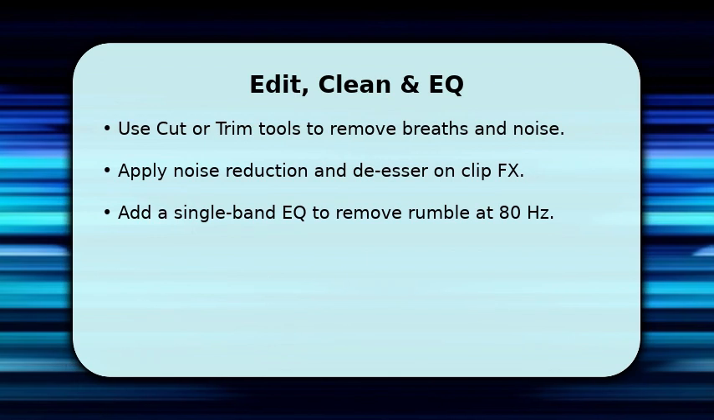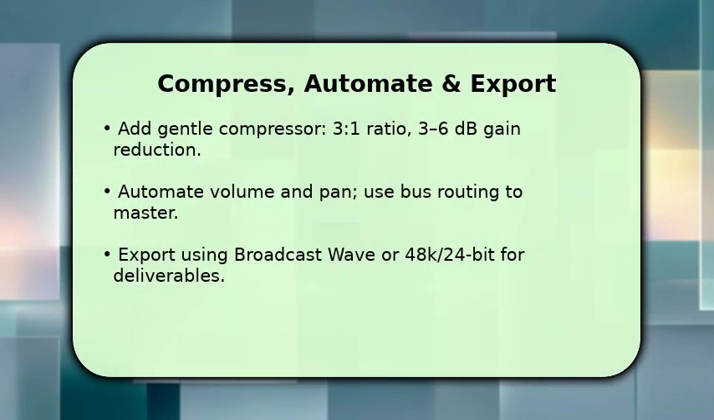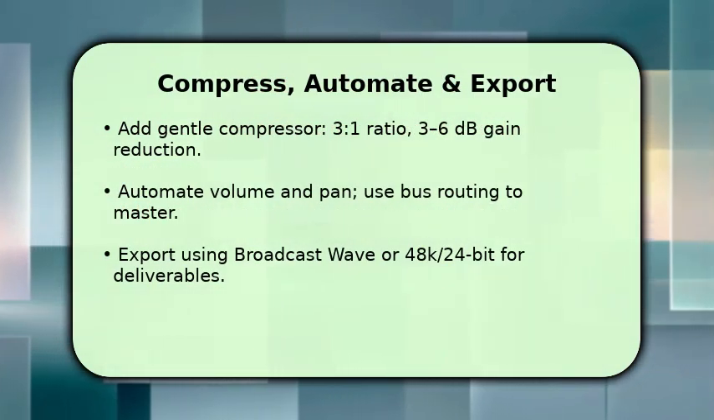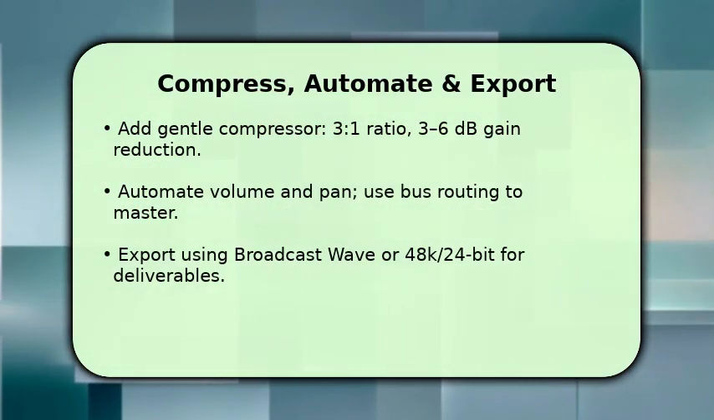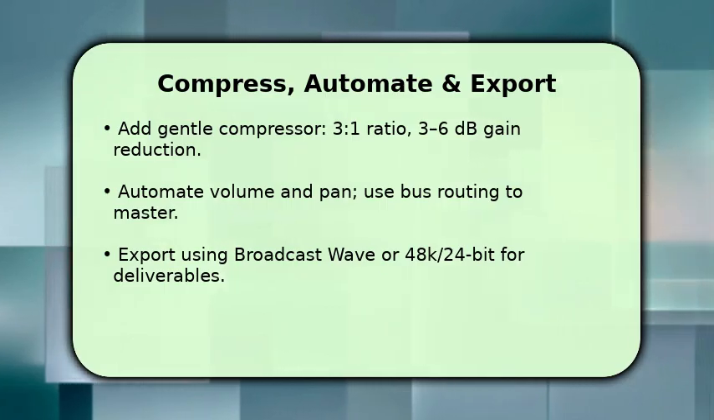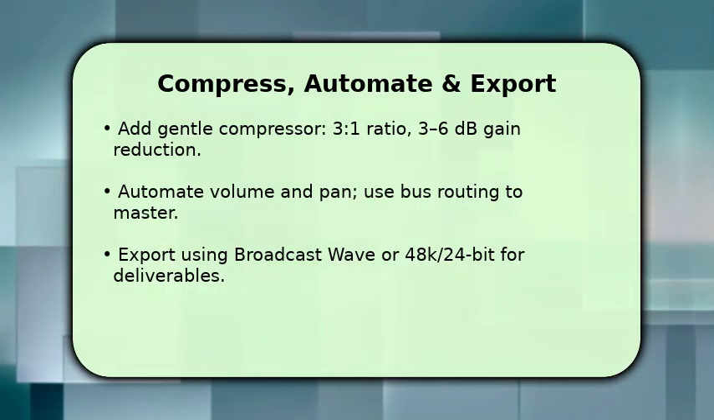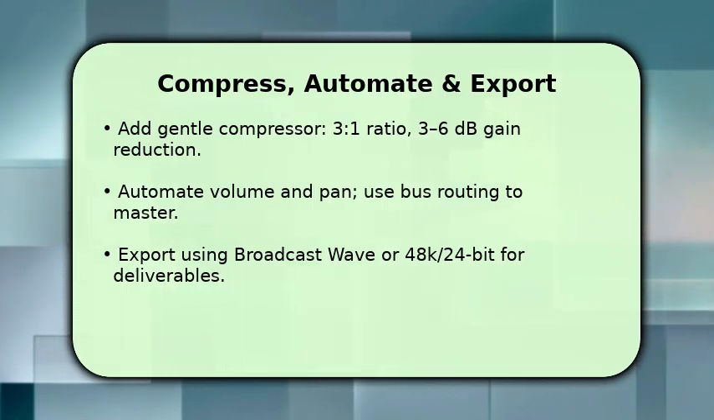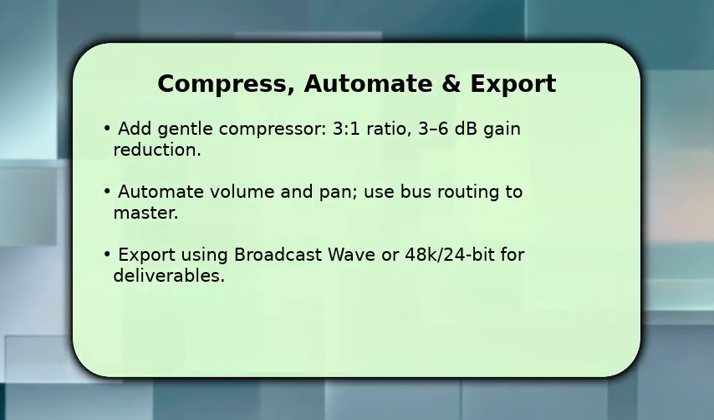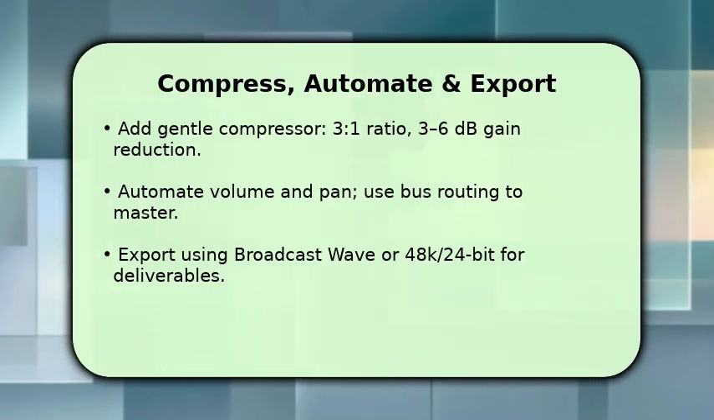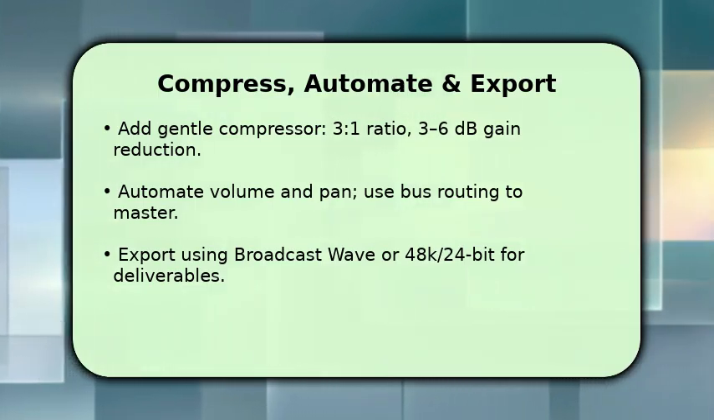You now place a compressor on the track or bus using roughly a 3:1 ratio and aim for 3 to 6 dB of gain reduction to even levels without squashing dynamics. Once compressed, automate volume rides and panning to keep clarity between voice and music. Bussing similar elements helps you apply final glue with one master limiter.